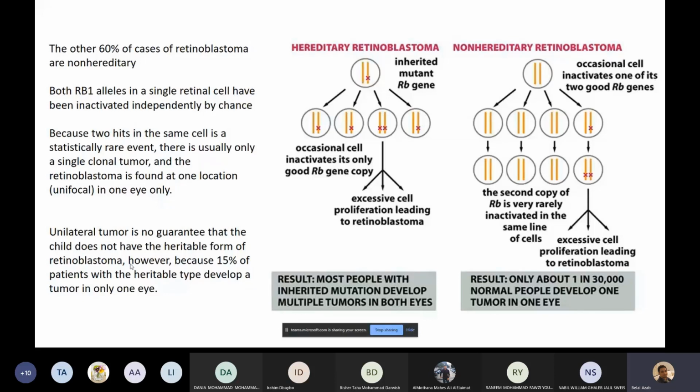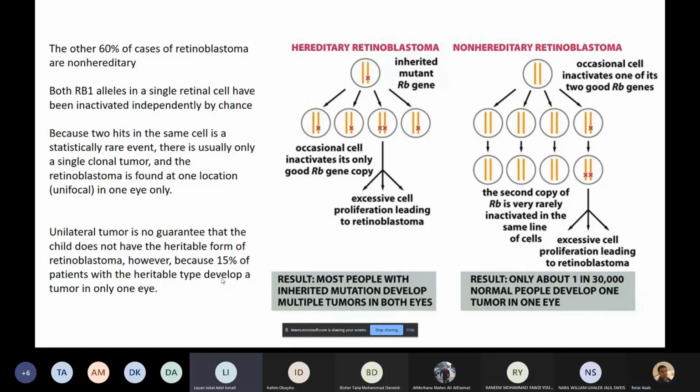50% of all patients with the heritable type develop a tumor in only one eye, even though all of their body cells have the inherited mutation. Okay, my question: 50% of retinoblastoma patients develop a unilateral tumor in one eye, even though it is hereditary.